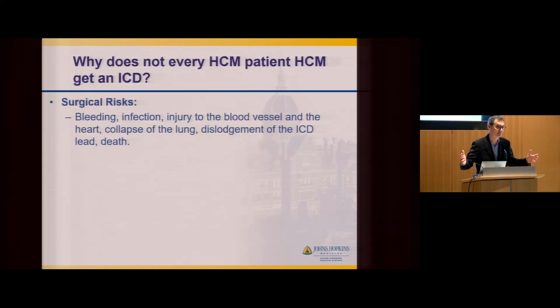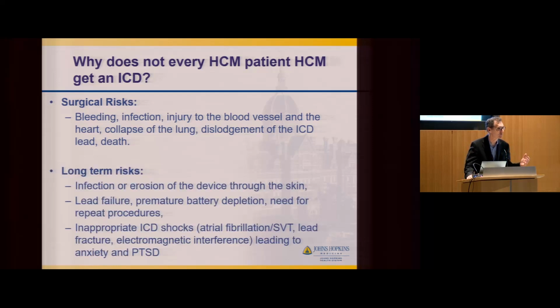So you could say, well, if the defibrillator is so great and prevents sudden cardiac death, it's like having EMS in a box with you at all times. Why don't we all get defibrillators? Well, there is a certain risk of putting a defibrillator in. There is some small surgical risk of bleeding, infection, injury to a blood vessel or the heart, collapse of the lung. The wire that we put in the heart may dislodge. That's overall rare, but what we really worry about are long-term complications with defibrillators.